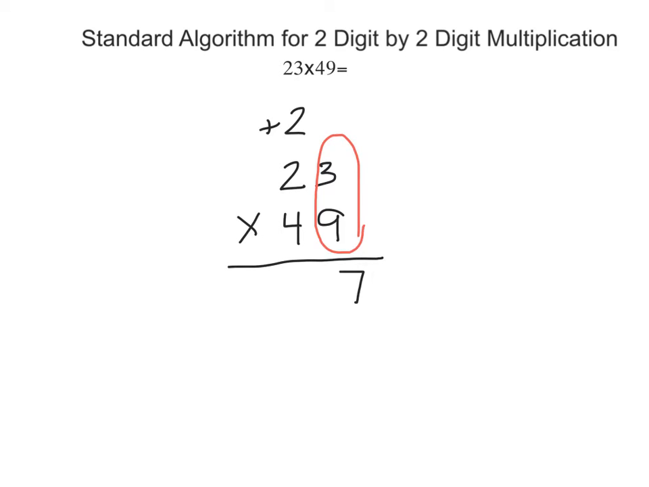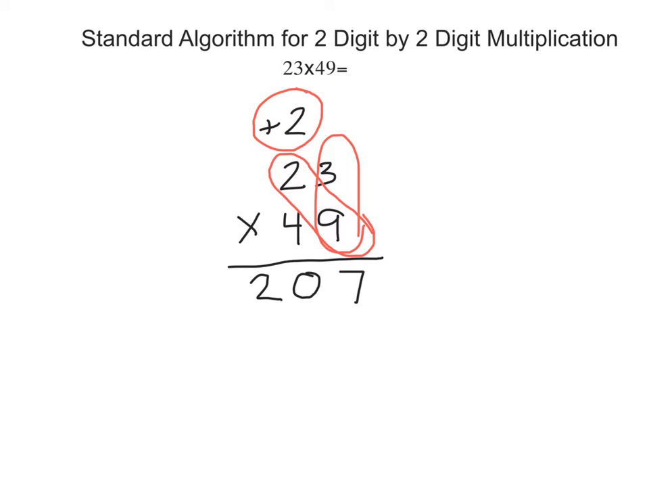Now that I've solved 9 groups of 3, I need to do 9 groups of 20. 9 groups of 20 is 180. But let's not forget the 2 additional groups of tens that I put there. So 180 plus 20 would be 200. So I'm going to write 200. So right now, 9 groups of 23 is 207. I'm finished with my 9 ones.